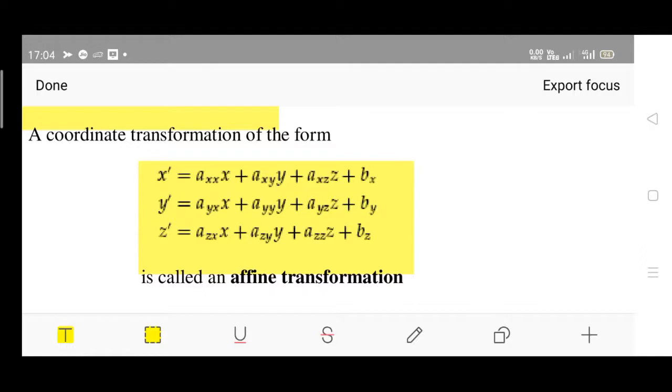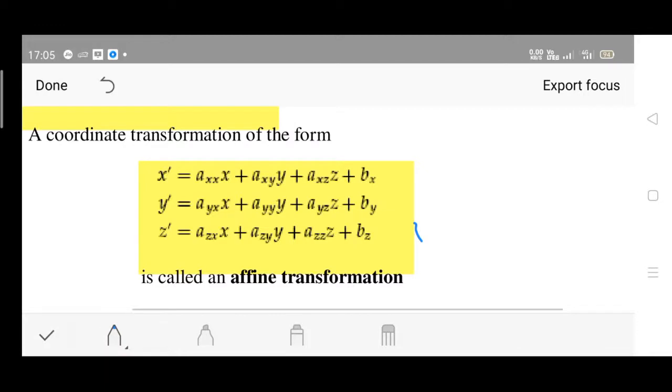A coordinate transformation of the form, just go through it, hope it is visible. x dash equals axx in multiplication with x, plus axy in multiplication with y, in addition with axz multiplication with z, plus the constant term bx. What we are going to observe here is that axx is the coefficient of x, axy is the coefficient of y, and axz is the coefficient of z, where bx is the constant term. That's it. This is the general representation of x dash in case of affine transformation.